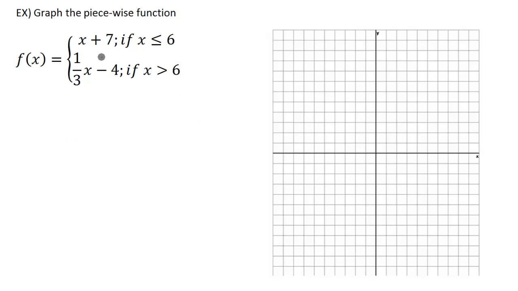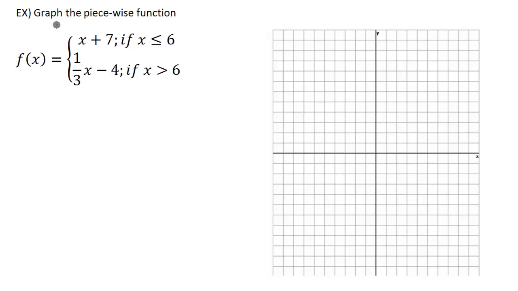In this video we've got a piecewise function and we want to graph it. So you'll notice that we have f of x equals x plus 7. That's going to be a linear equation. And then f of x equals 1/3 x minus 4. That's another linear equation. So what we're going to have on the coordinate system are two lines.